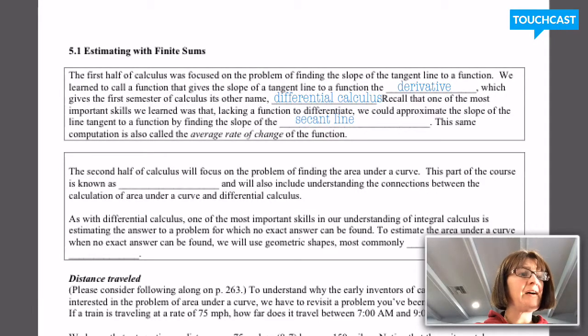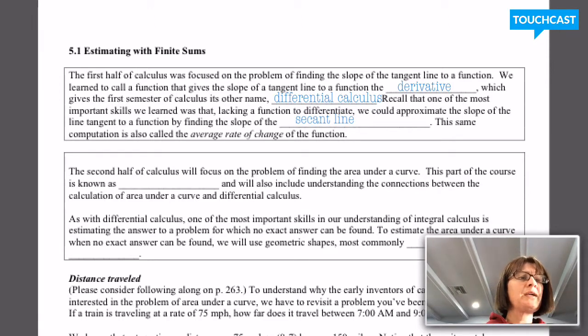Here we are at the beginning of Chapter 5, the second semester of calculus. I hope you'll read along on page 263. It's well written. It gives a good overview of what we've learned in first semester calculus, what we're about to learn in second semester calculus, and how the two are related.